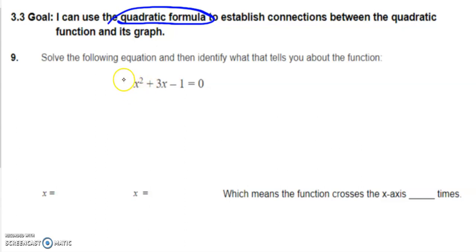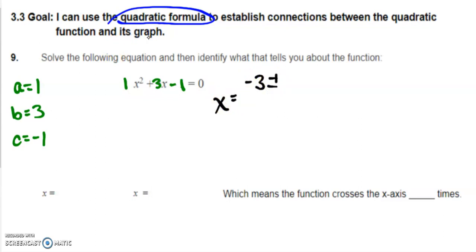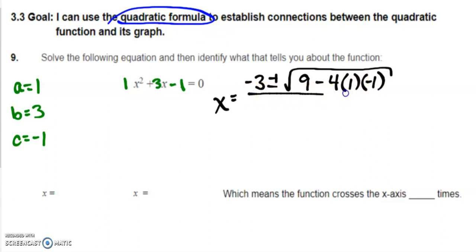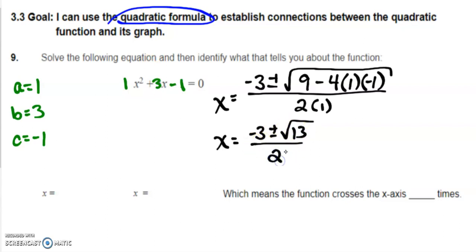So identifying my a, b, and c is where I want to start. a equals 1, b equals 3, c equals negative 1. Singing the song to myself in my head, x equals opposite b plus or minus square root of b squared minus 4ac, all divided by 2a. Okay, well, x equals negative 3 plus or minus, when you put this in your calculator, you get 13, all over 2.